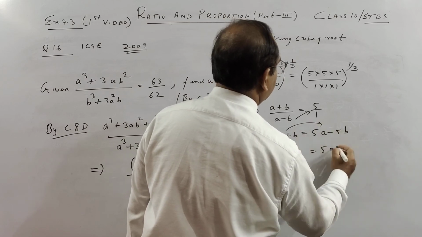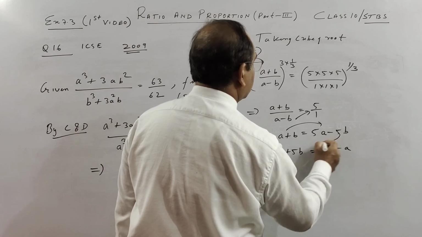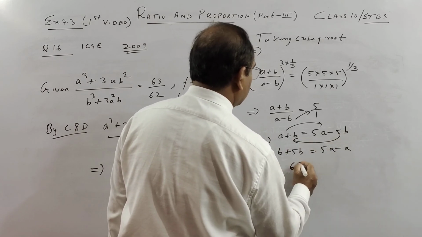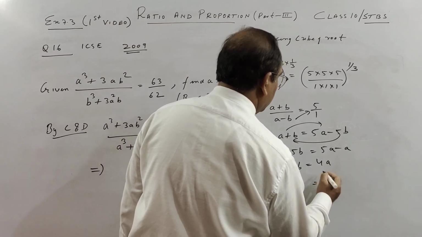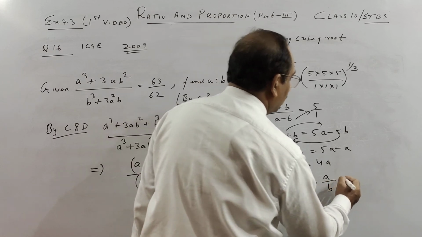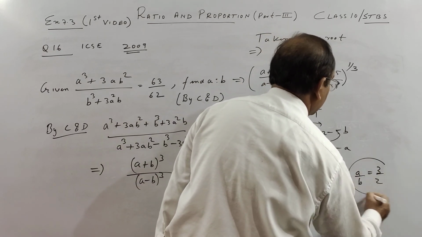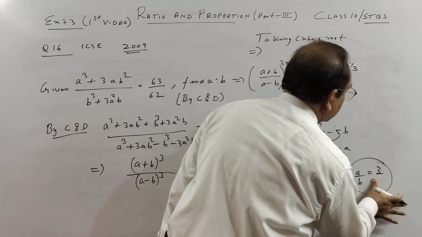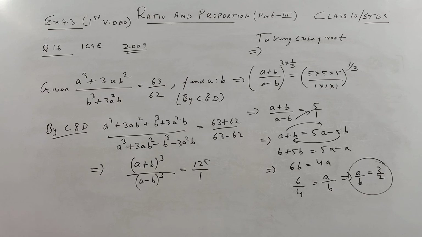Bring a to this side and b to this side. What do we get, children? 6b is 4a. So a by b is 6 by 4. Finally we get a by b is 3 by 2, children. So your answer is 3 by 2. We had to find a is to b.